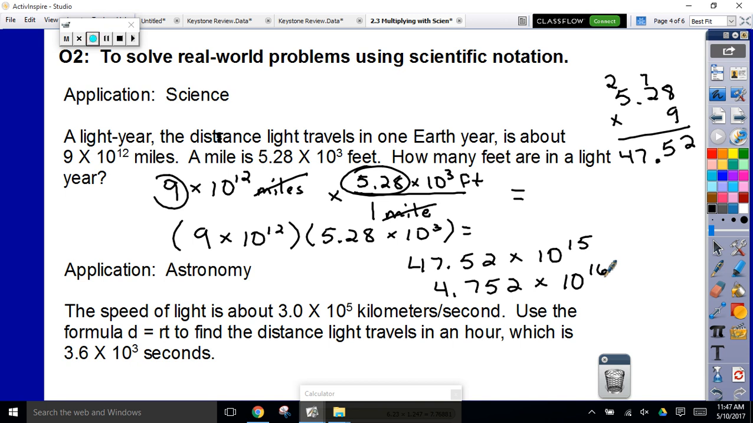Okay, the next problem, I'm thinking maybe we should at least get started on this together. It says the speed of light is about 3.0 times 10 to the 5th kilometers per second. Use the formula D equals RT. That stands for distance, the D is distance, equals the rate times the time. To find the distance light travels in an hour, which is 3.6 times 10 to the 3rd seconds. So we want to find D, which means we have to multiply the rate times the time.